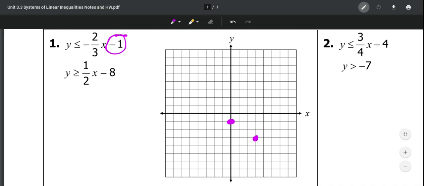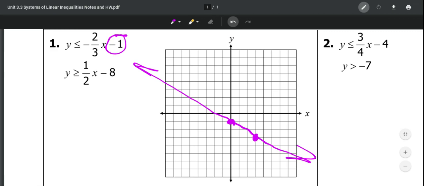Now, before we draw this line, we need to look at this inequality symbol, because this tells us if it's a solid line or a dotted line. In this case, it's a solid line. So let me draw this as best I can. My drawings aren't very good because I'm doing it on the touch screen, but that's essentially where that line is.